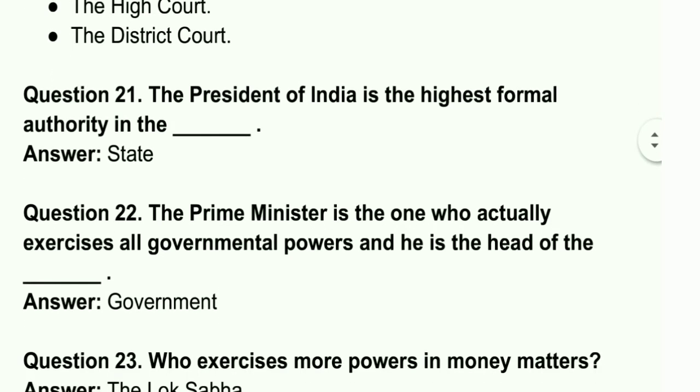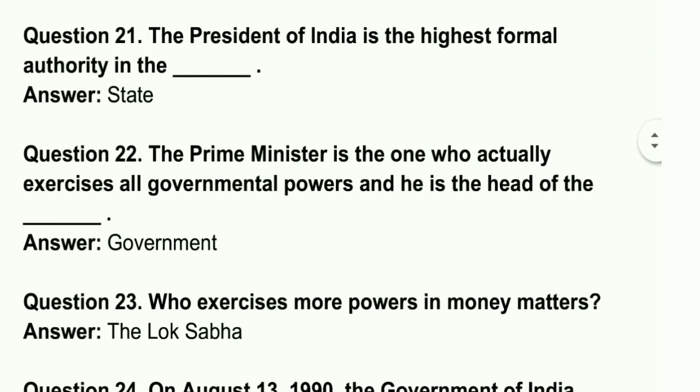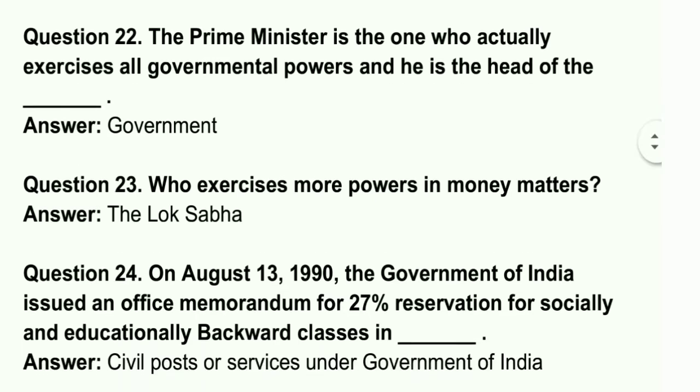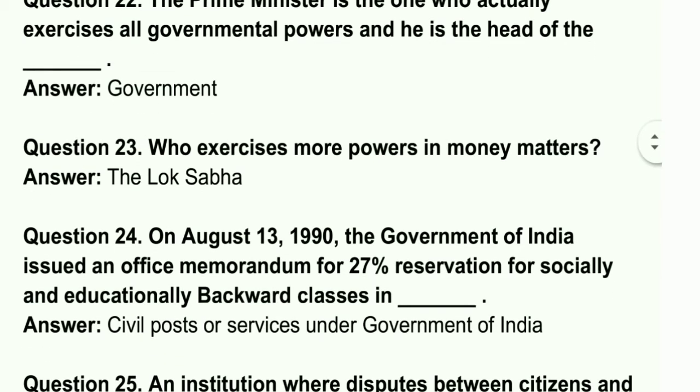Next question: the President of India is the highest formal authority in the dash. Answer: state. Next question: the Prime Minister is the one who actually exercises all governmental power and he is the head of the dash. Answer: government. Next question: who exercise more powers in money matters?